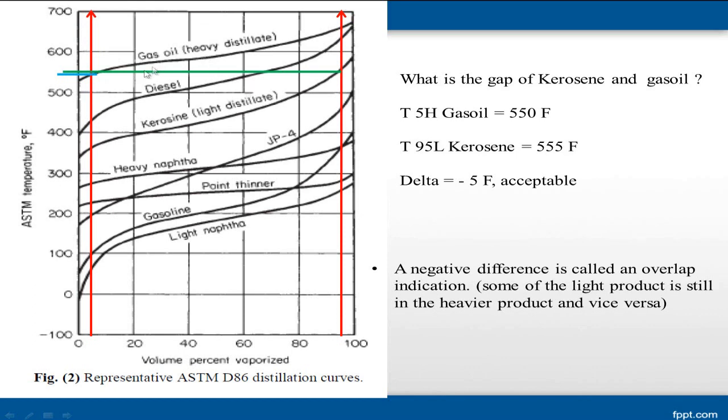Then we find out that 5% of the heavy product, which is the blue one here, represents the gas oil, and the 95% of the kerosene, the light product in the green one, lies here. The difference is about -5. The absolute value of the product is acceptable. The negative difference is called the overlap. What it means is some of the light product is still in the heavier product.